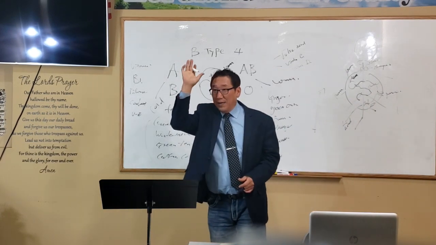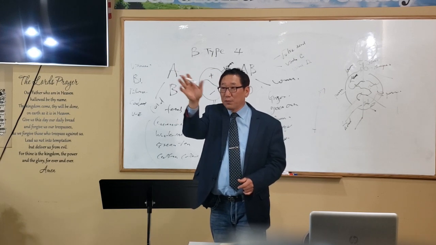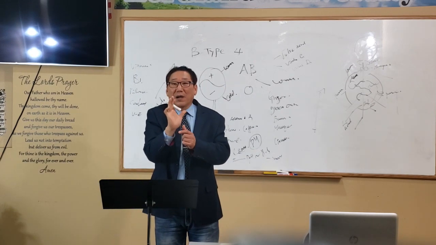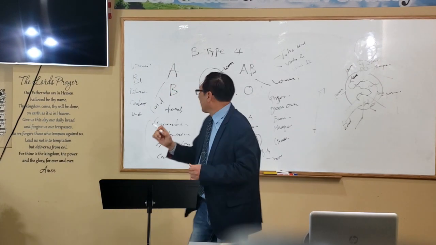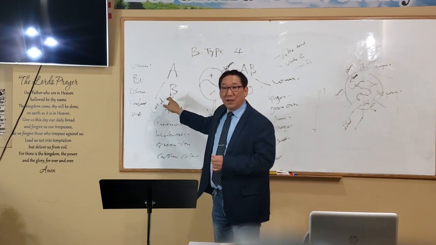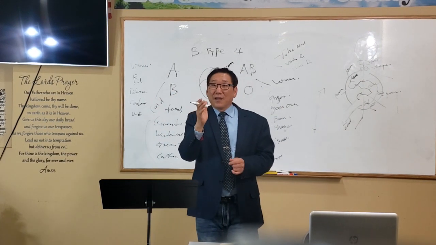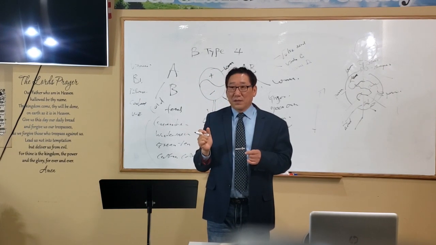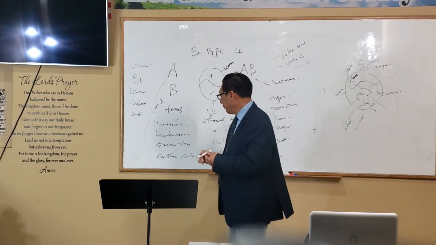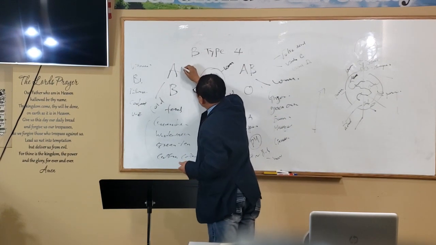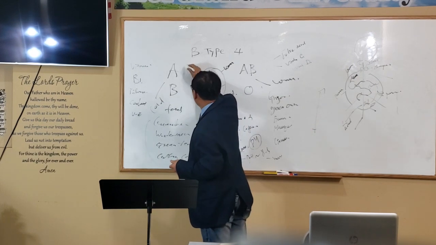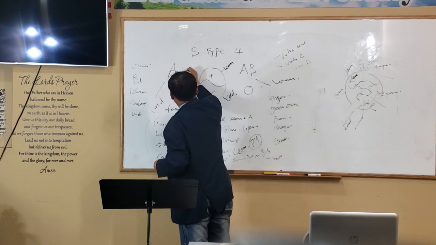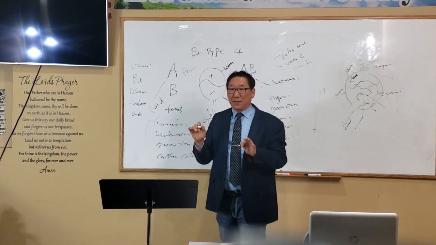Okay, so the blood type. Who's A? Your blood type A? Okay, your body is cold or hot? Cold. Okay, what about B? B, okay. Your body, is it cold or hot? Cold. The cold means they have more pain. Pain and low circulation. Okay.